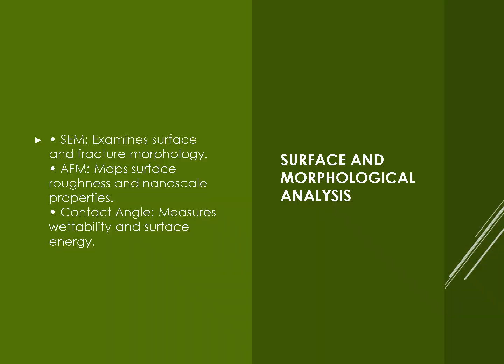Now, let's zoom in, literally, to the surface. The surface of a polymer determines how it interacts with coatings, adhesives, and even biological materials. Scanning electron microscopy, SEM, offers detailed 3D-like images of fracture surfaces and coatings. Atomic force microscopy, AFM, goes a step further, measuring nanoscale features and mapping surface roughness and elasticity. And through contact angle measurement, we can quantify how wettable a surface is, a key factor in coatings and adhesion science. These techniques make polymers not just functional, but customizable for real-world applications.